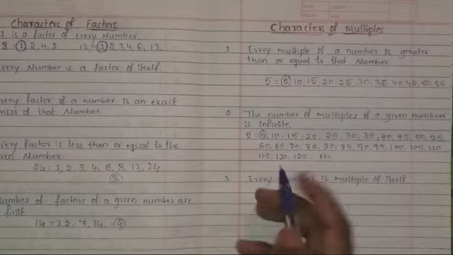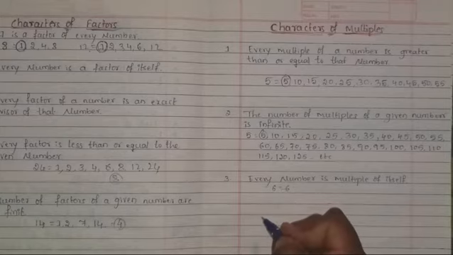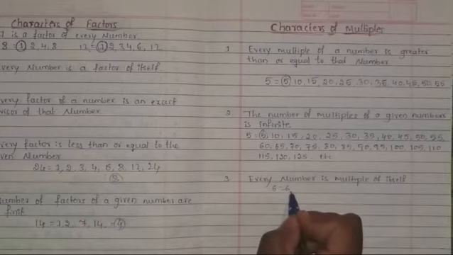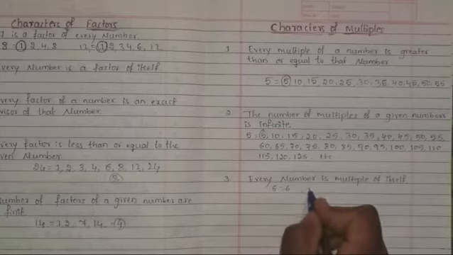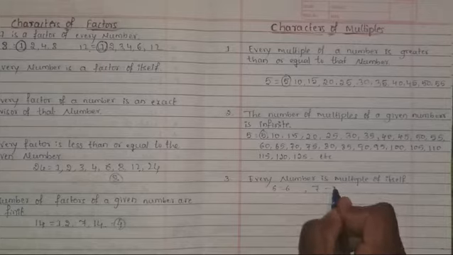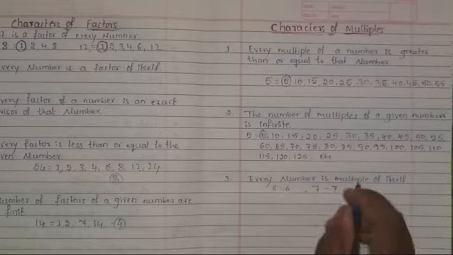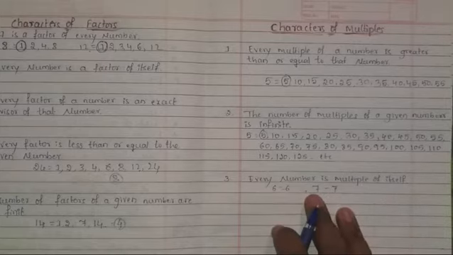If you take 6 here, I'll write 6, because 6 ones are 6, it is also a multiple of 6. In the 6 table, 6 will come, right? 6 ones are 6. If we take 7, for 7 the multiple will come, 7 only, like this. Every number is a multiple of itself.